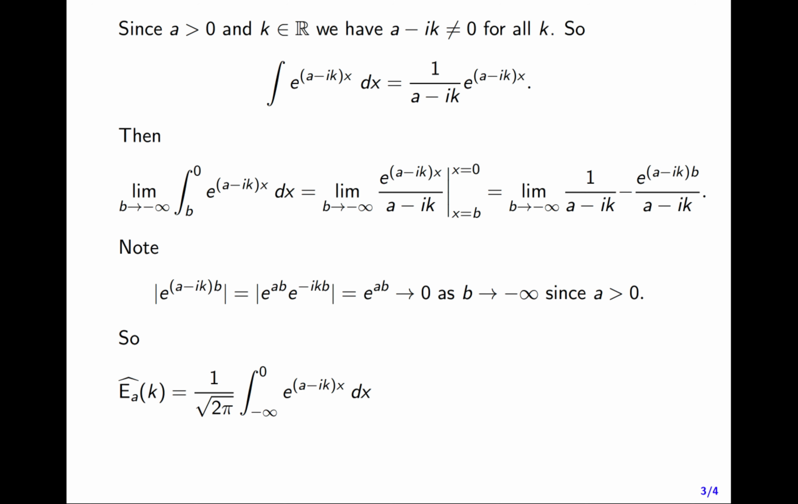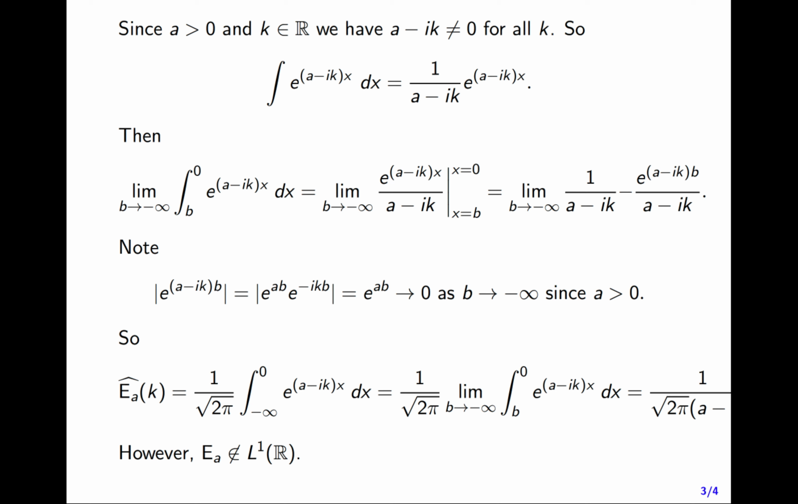So, big E_a hat of k, our Fourier transform, is 1 over root 2 pi, integral from minus infinity to 0 of e to the (a minus ik)x. That is 1 over root 2 pi, limit as b goes to minus infinity, integral from b to 0 of e to the (a minus ik)x. And that is 1 over root 2 pi, times 1 over (a minus ik). Sorry, the ik got cut off here. However, I claim that big E_a hat is not in L1.